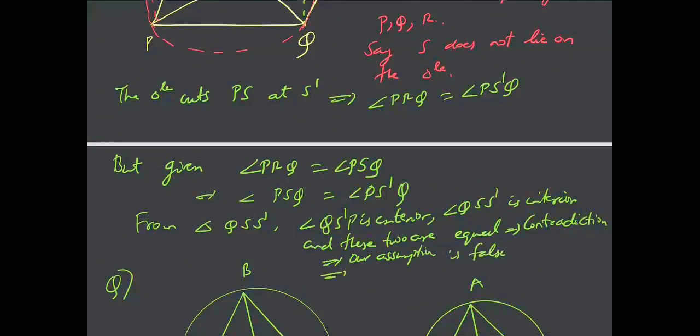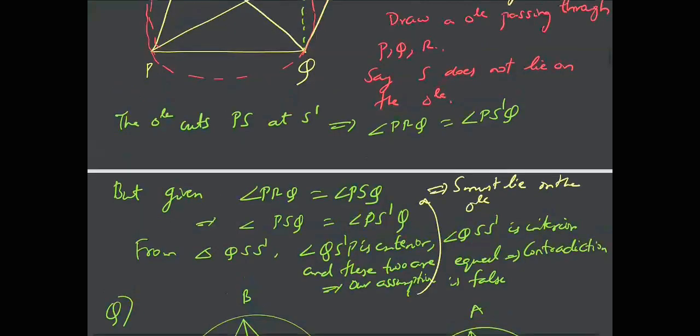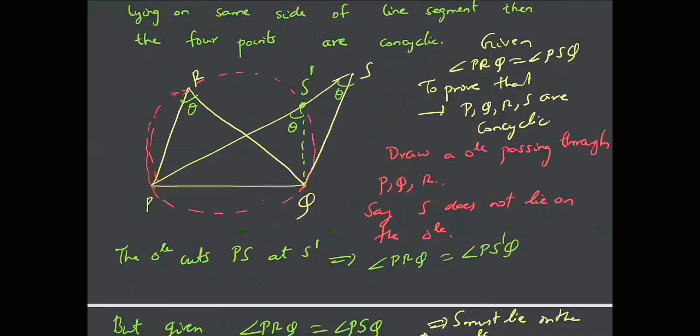This implies that S must lie on the circle. I'm not writing here because there is no space. So finally this implies that S must lie on the circle. So that is, P, Q, R and S are concyclic points.